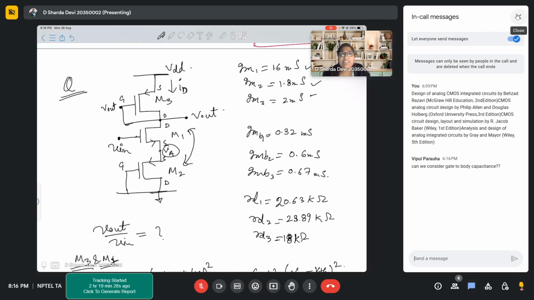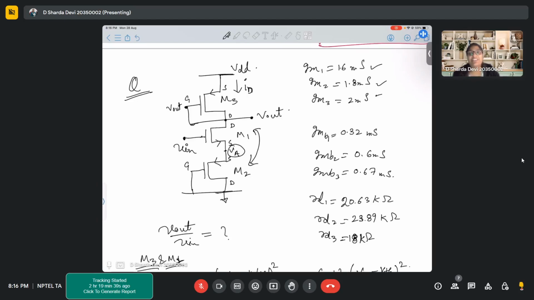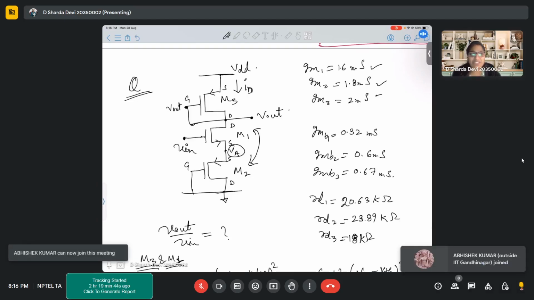Design of Analog CMOS Integrated Circuits by Behzad Razavi is good. Yeah, that is definitely a good one. And others too, maybe you can refer to them and let me also know how these books are for the course, because I've never referred to these books.